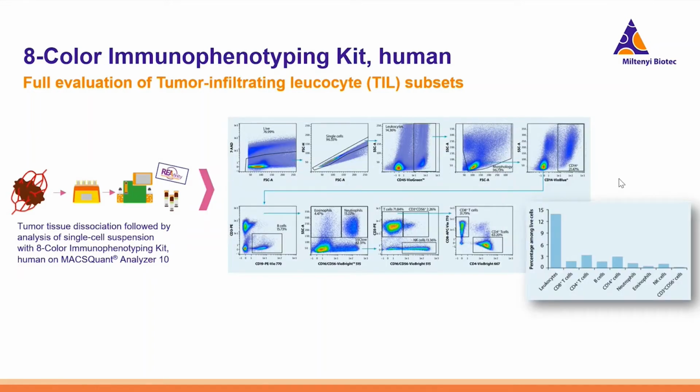And based on the predefined displayed gating strategy using the express modes, you can precisely identify the amount of total leukocytes, as well as the CD8 positive, the CD4 positive T cells, the NK cells, the NKT cells, B cells, CD14 plus monocytes, subsets, and so forth.